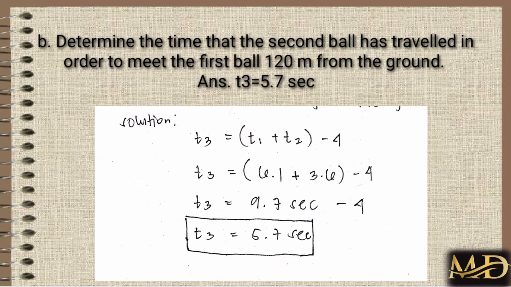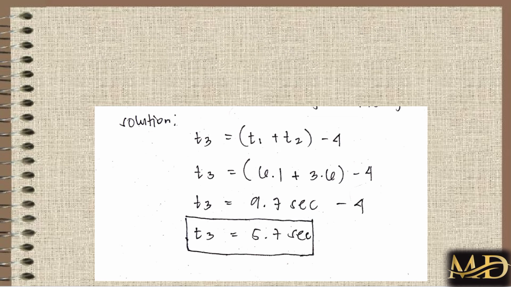Letter B, determine the time that the second ball has traveled in order to meet the first ball 120 meters from the ground. T3 is equal to T1 plus T2 minus 4. So T3 is equal to 6.1 plus 3.6 minus 4. So T3 is equal to 9.7 seconds minus 4. So T3 is equal to 5.7 seconds.